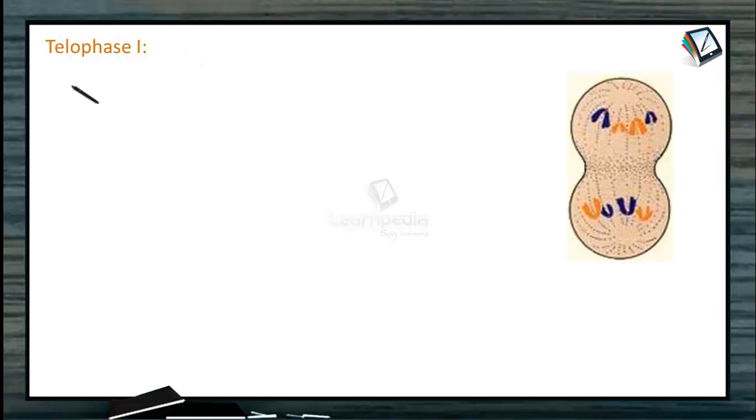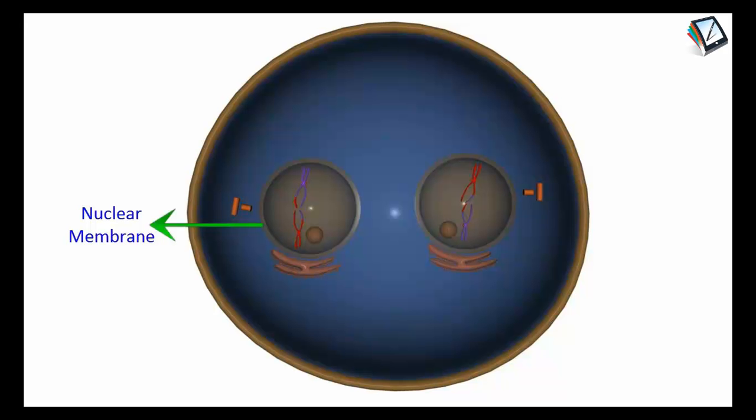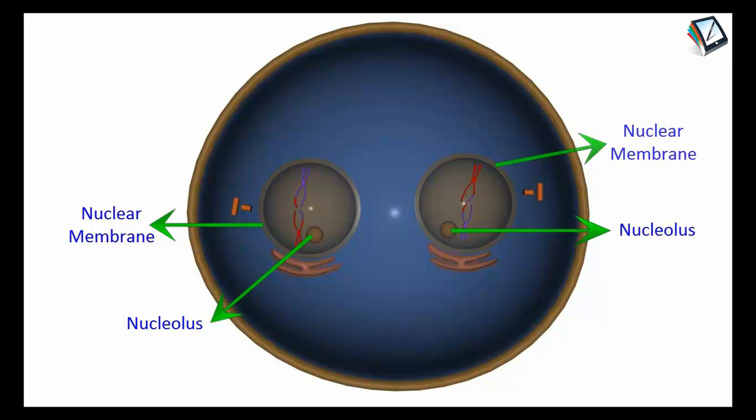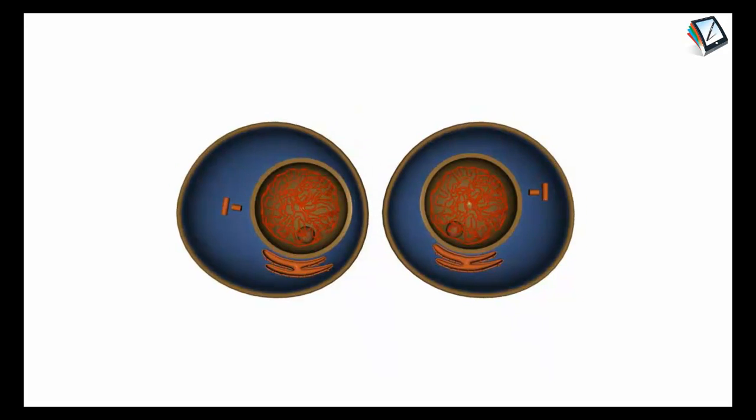Here the changes: the nuclear membrane and nucleolus reappear. This is the nuclear membrane and the small point is the nucleolus. This is a nucleolus, this is a nuclear membrane. As a result, two haploid nuclei are formed.